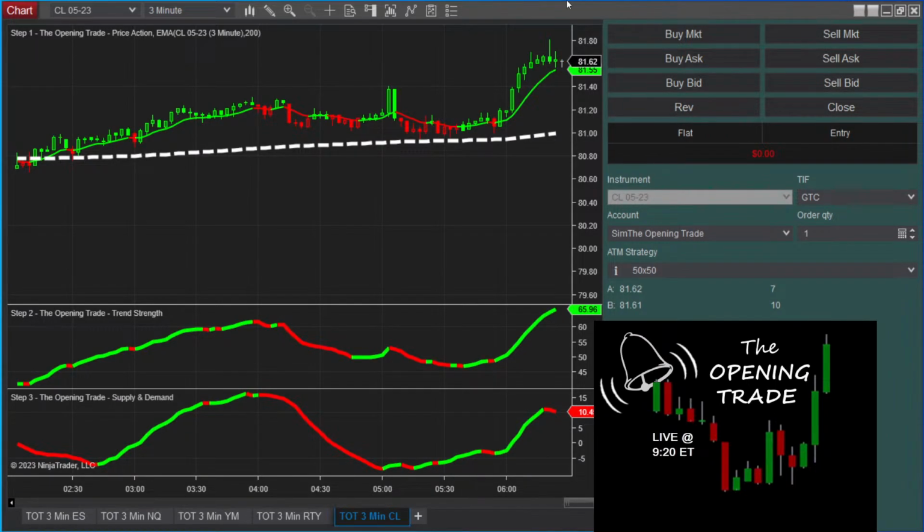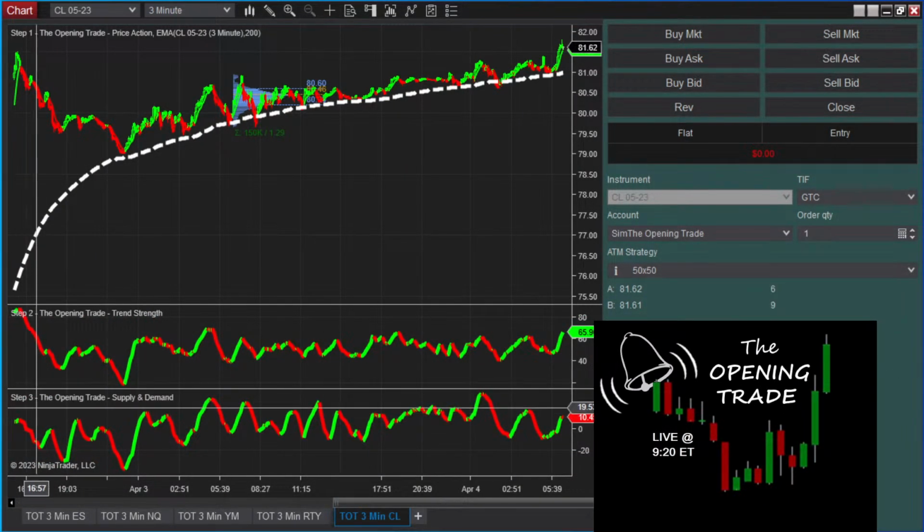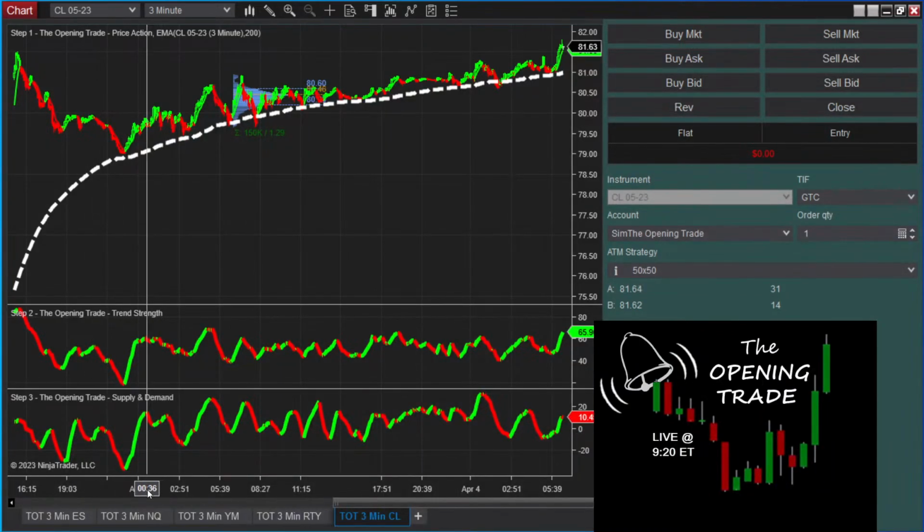Okay, the first thing I like to do is make sure that my chart is on a 3 minute candle, I'm on the right account and in the right strategy. Then I like to check every chart. Whoa, look at that curve. And I like to see what happened in entirety the day before. So we see that yesterday started here and went to here. And this is the crude oil that we're looking at currently.